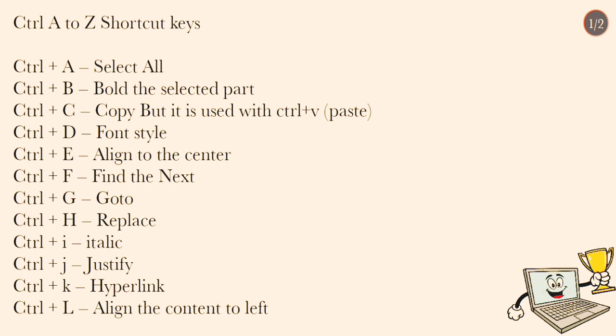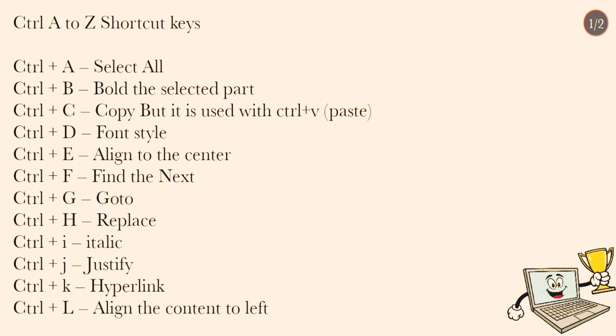Today we will discuss the Control shortcut keys A to Z, which are important in our day-to-day life as well as in various competitive exams. So let's start. First is Control plus A, that is used to select all the paragraphs or all the letters.